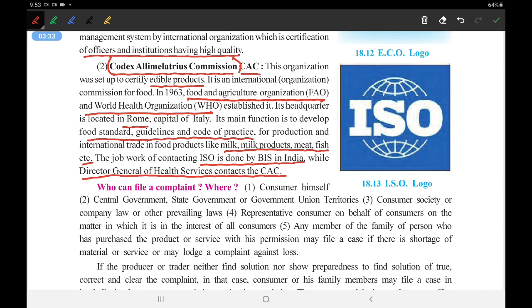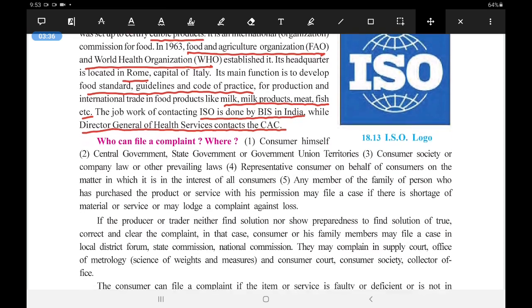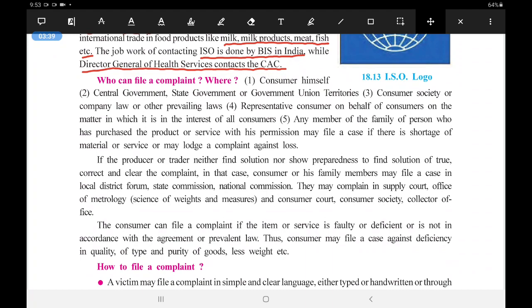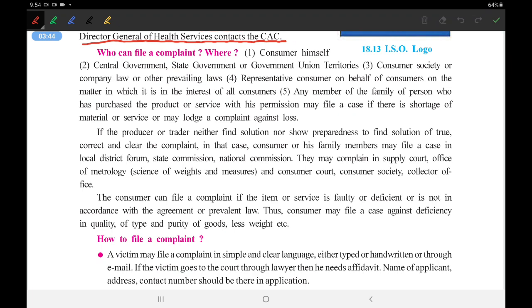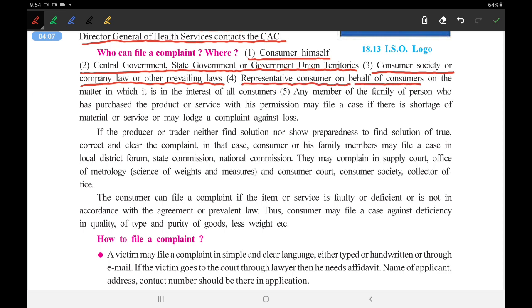Now, if you have faced all this and you are still cheated, how to file a complaint? Or who can file a complaint? First, the consumer himself can file a complaint. Second, the state government, central government or governments of union territories can file a complaint. Third, a consumer society or a company registered under the prevailing law. Next, a representative on behalf of consumers on a matter in which all the consumers have an interest.